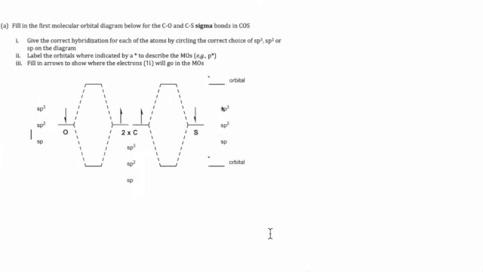Today we have been asked to fill in the first molecular orbital diagram below for the CO and CS sigma bonds in carbonyl oxysulfide. So we have to give the correct hybridization for each of the atoms by circling the correct choice of sp3, sp2 or sp on the diagram. That's our first thing that we have to do.